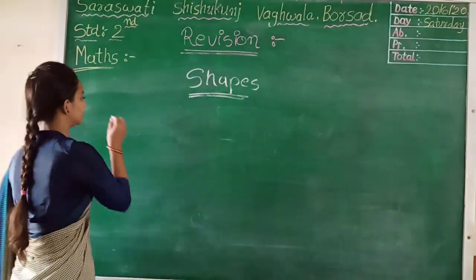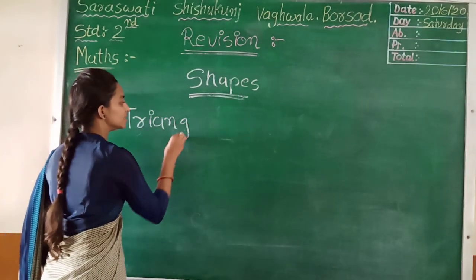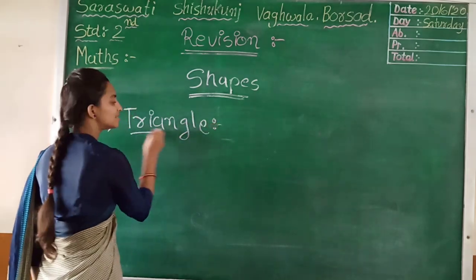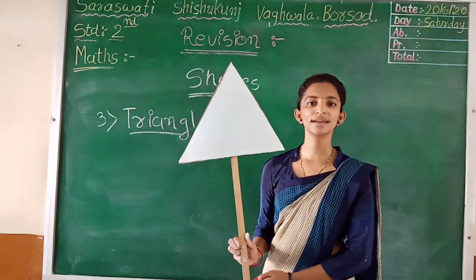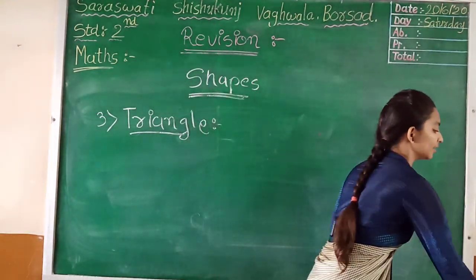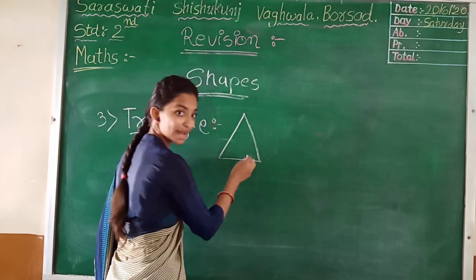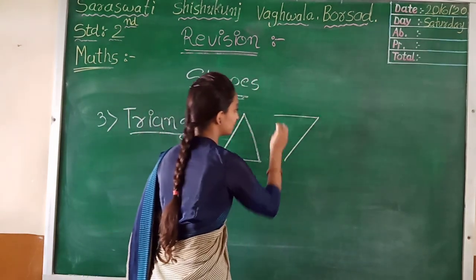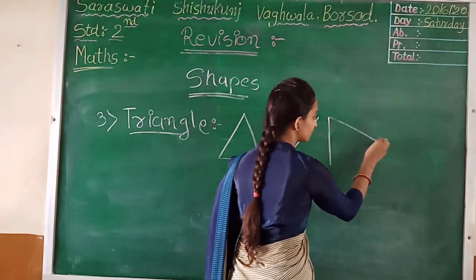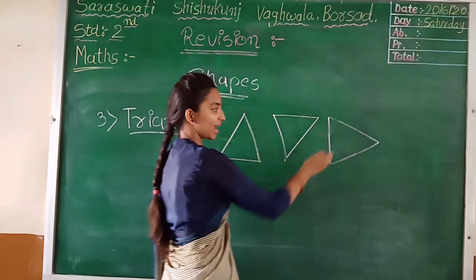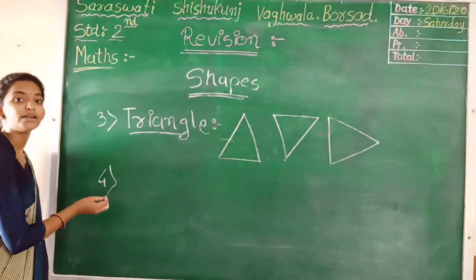Third shape is triangle. T-R-I-A-N-G-L-E. Triangle. See student, which shape is this? Triangle. Now I will draw on the board. Triangle. This one is also a triangle. This one is also a triangle.